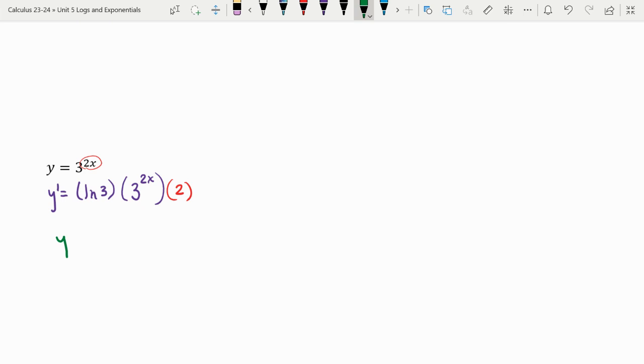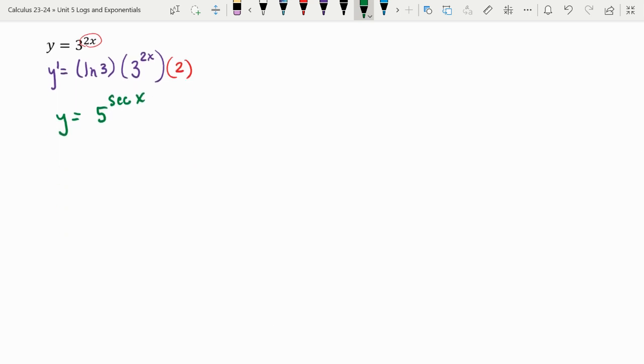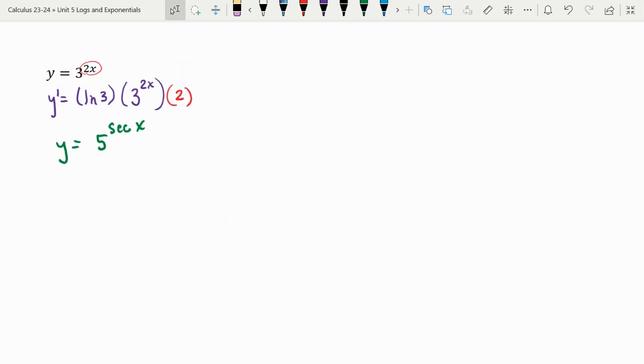So then let's try this one. Y equals 5 to the secant of x. So if you would like to try to take this derivative, go ahead and pause the video and try that. So y prime, I have to do my conversion to a natural log. So that's the natural log of the base that is not the non-e base. And then I have derivative of an exponential is just the exponential. And then I have an inner function.